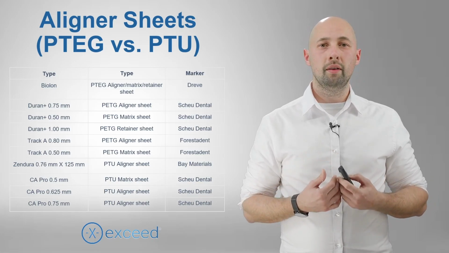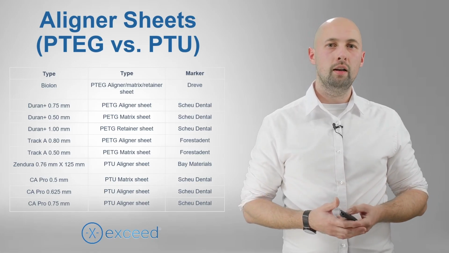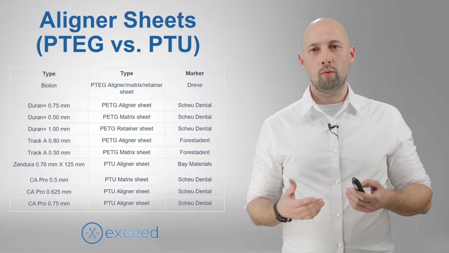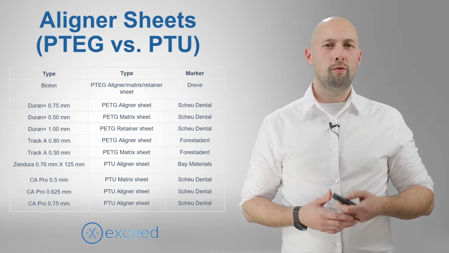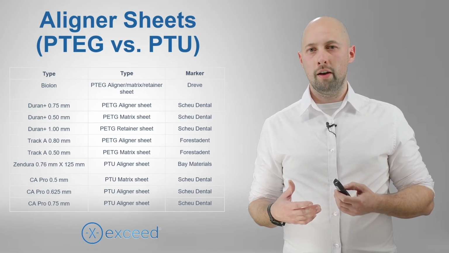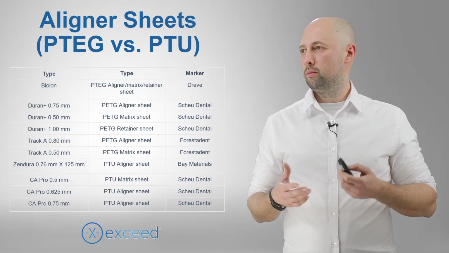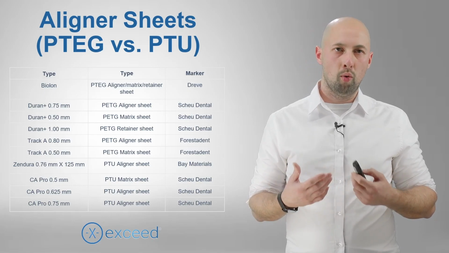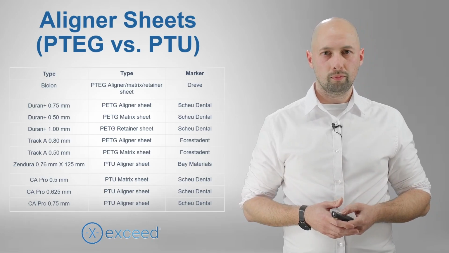We at de.exceed recommend using CA Pro by Scheudenthal, and this material has been tested and proven to produce high-quality aligners that are comfortable for the patients and durable enough to withstand everyday wear and, again, retain the position longer, which is important in orthodontic treatment.